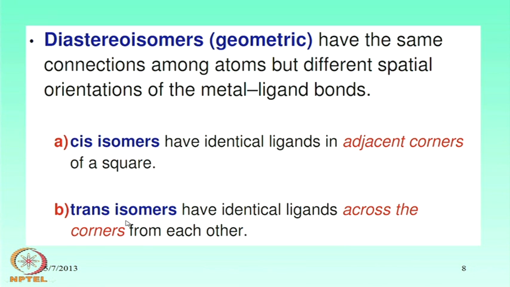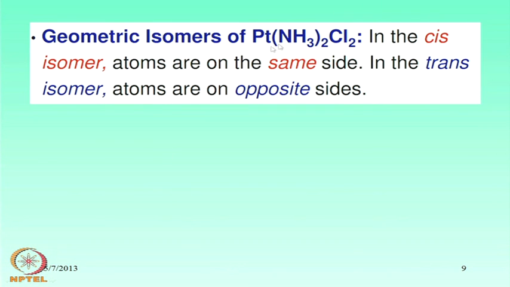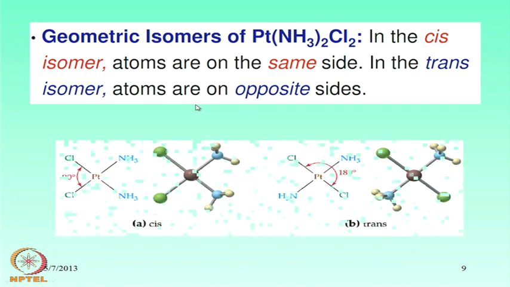Similarly, in the case of the trans isomer, the same or identical ligands are diagonally opposite to each other, that means they are present across the corners from each other. So, when they are diagonally opposite to each other, we call these the trans isomer. The arrangement is very simple: we have one type of ligand, the amine ligand or the Cl ligand, and in the cis isomer they are on the same side, and in the trans isomer they are on opposite sides.